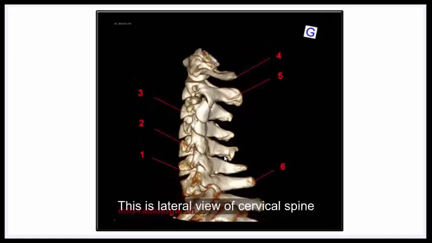This is lateral view of cervical spine. Vertebral body of C6, facet joint, vertebral body of C3, posterior tubercle, spinous process of C2, spinous process of C7, first and second rib.